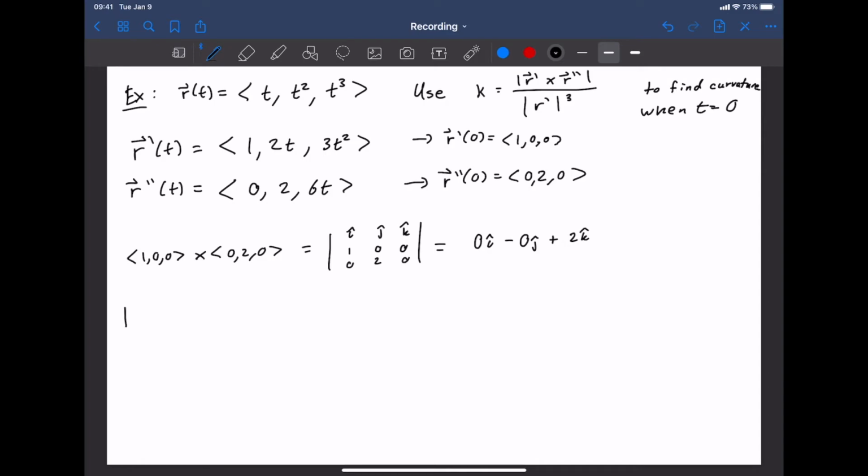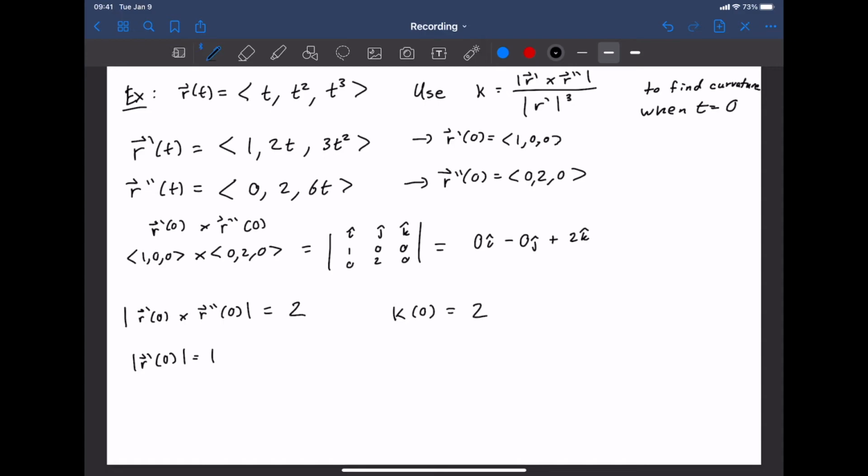So the magnitude of r prime of 0 cross r double prime of 0, that's what we just found. Sorry if that wasn't clear. The magnitude is just going to be 2. When you have a vector whose length is only in one direction, the magnitude is just 2. The magnitude of r prime of 0 in the same way is just going to be 1. So the curvature at 0 is just 2.